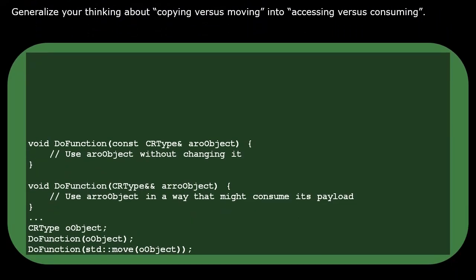We can generalize this idea of copying versus moving into the concept of accessing versus consuming. Here, we have two overloaded functions. Both are passed a reference to an object of our custom type. The first function only needs to access that object's data, but the second function might consume that data, taking its payload away from it.